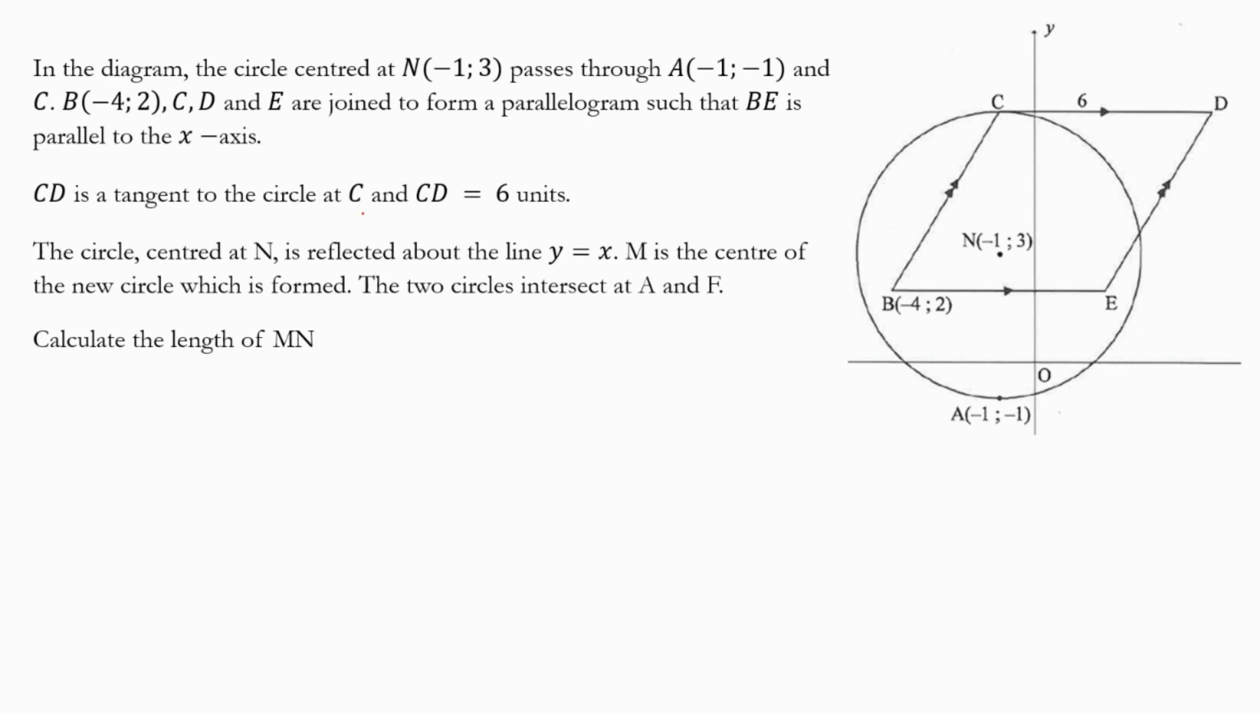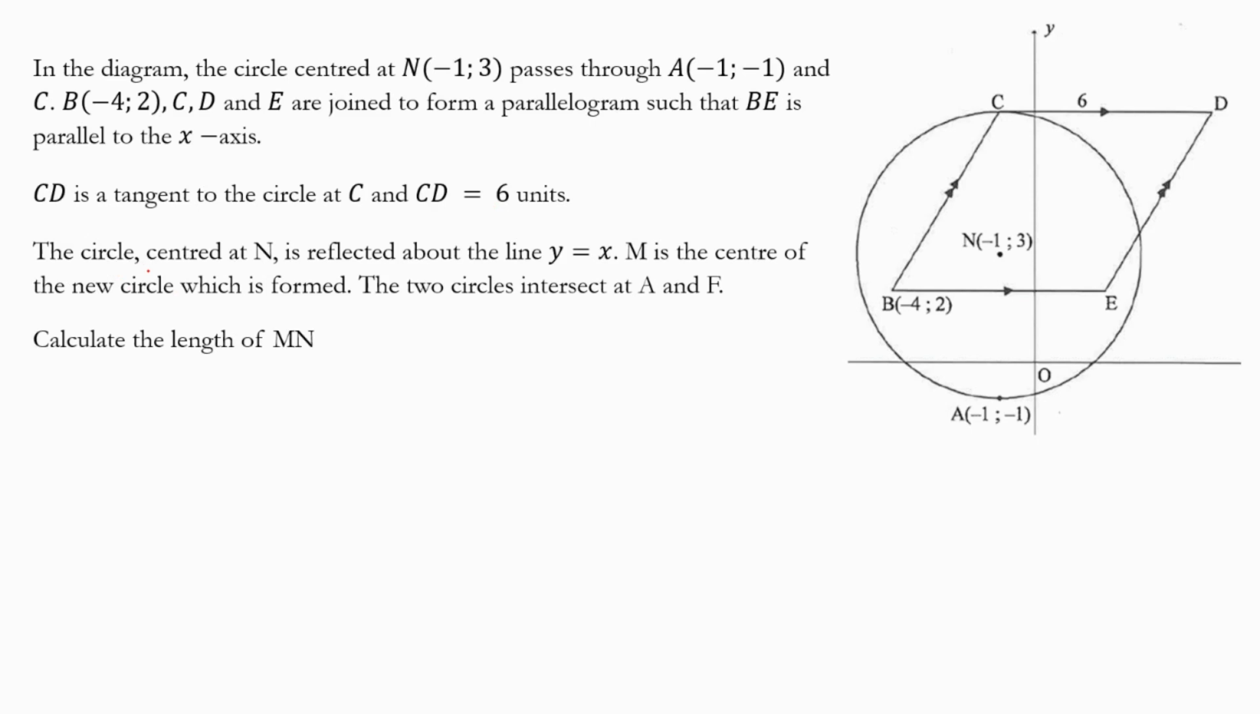In the diagram, the circle centered at N passes through A and C. B, C, D, and E are joined to form a parallelogram such that BE is parallel to the x-axis. CD is a tangent to the circle at C, and CD is equal to 6 units.